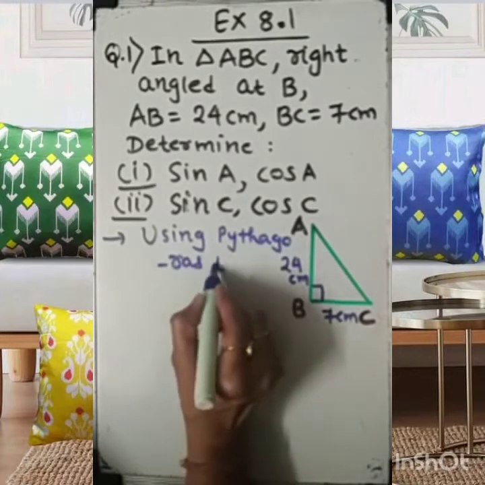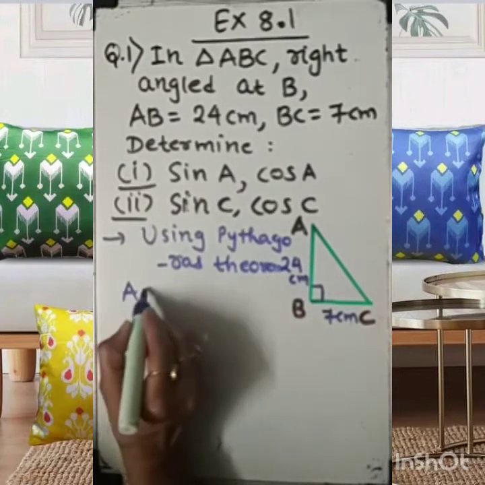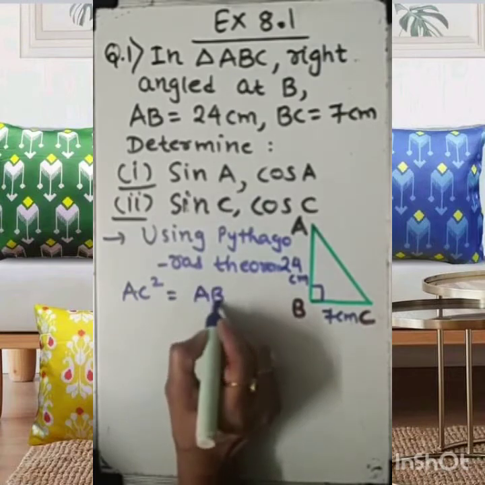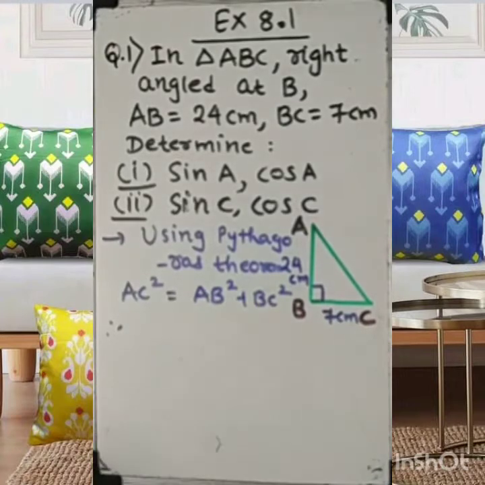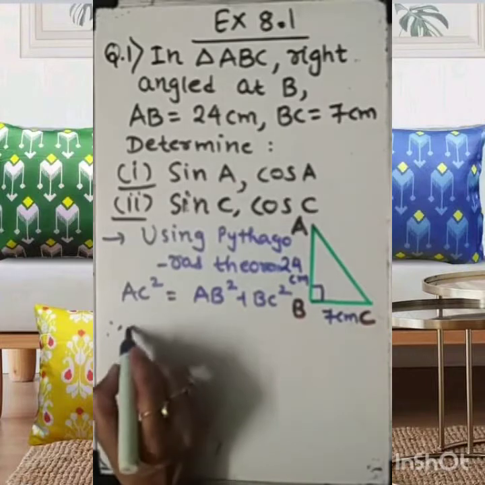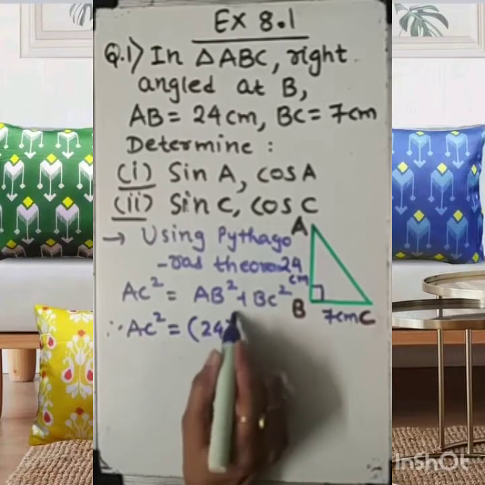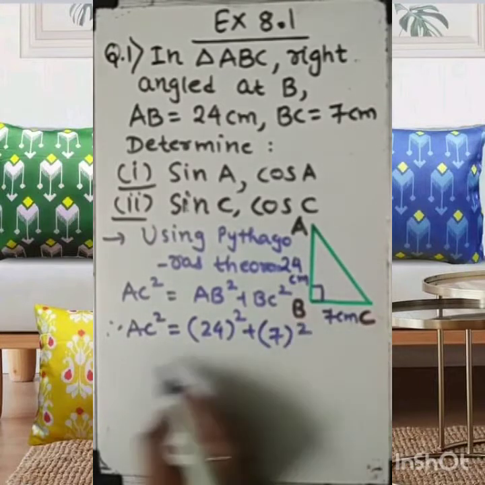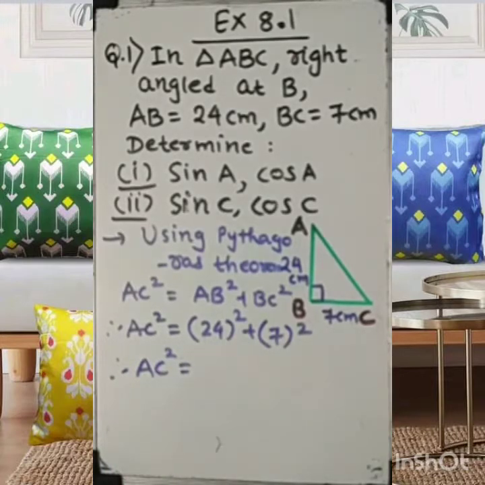In short I am mentioning here. Pythagoras theorem says that AC square equal to AB square plus BC square. Right? Hypotenuse square equal to perpendicular square plus base square. So let me put the value of AB, that is 24. What is BC? That is 7.